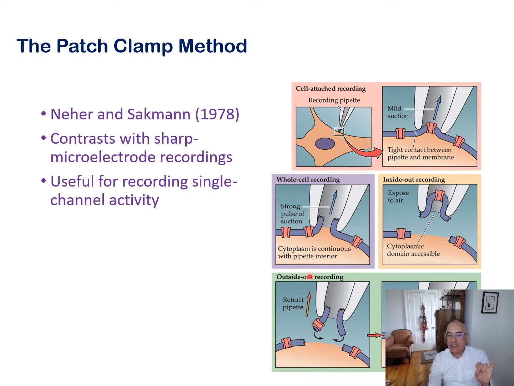If you retract but don't expose to air after a whole cell rip, the membrane just closes and the outside of the membrane becomes the same with the outside extracellular medium, and therefore the outside of the channel is exposed to the extracellular medium, and this is known as an outside-out recording.